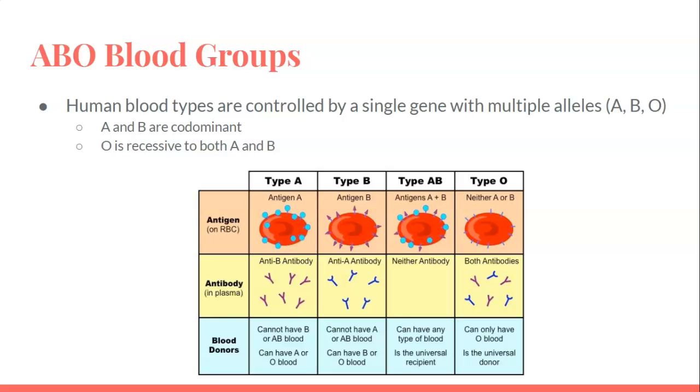Now, for human blood, it's one gene, but there are multiple ways in which you see inheritance. You have three alleles, so it's multiple alleles: A, B, and O. And on top of that, you have this idea of dominance and recessiveness, right? A and B are both dominant to O, but A and B are codominant to each other. So you actually get a fourth blood type, which is AB, and that is when you have one allele for A and one allele for B.